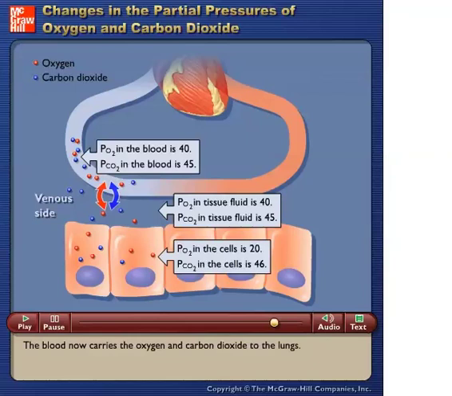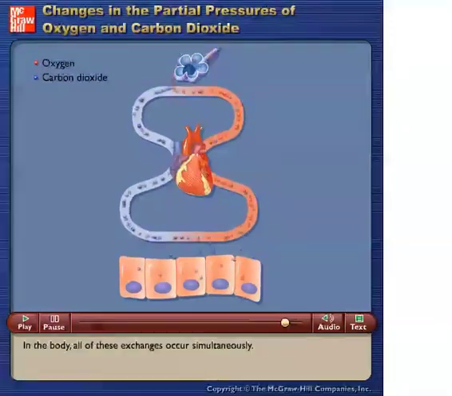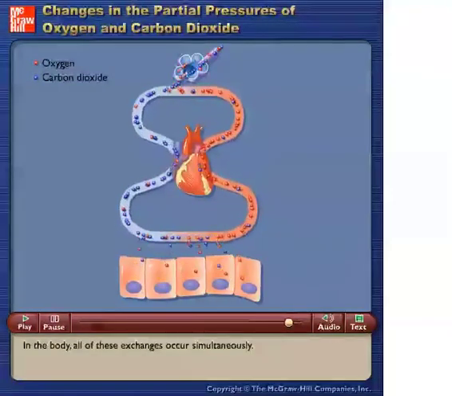The blood now carries the oxygen and carbon dioxide to the lungs. In the body, all of these exchanges occur simultaneously.